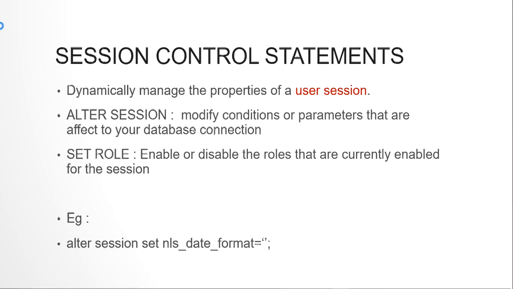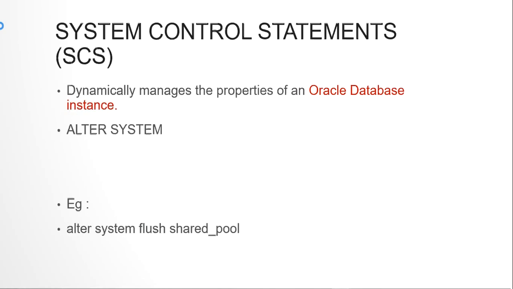Also, there is something called set role, where you enable or disable the roles that are currently enabled in that session. And then next coming are system control statements. When you perform something like alter system set, or alter system flush shared pool, where you would clean up the shared pool from the SGA. So something that will change the complete Oracle database instance, which will affect the complete Oracle database instance, is considered a system control statement. So we have seen session control means only that particular user session is affected, and then we have seen system control, where the Oracle database instance itself is affected.